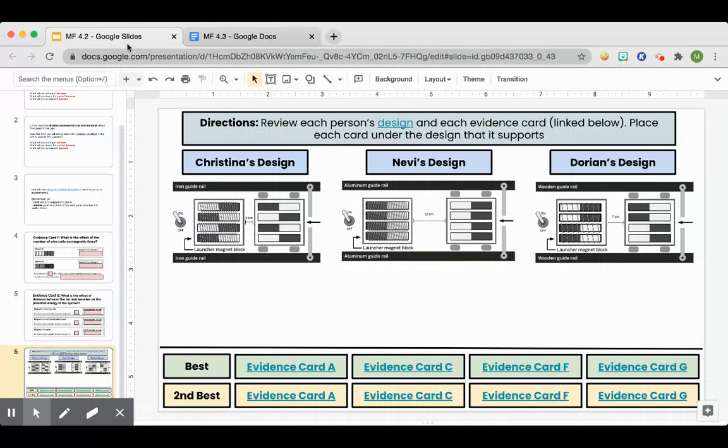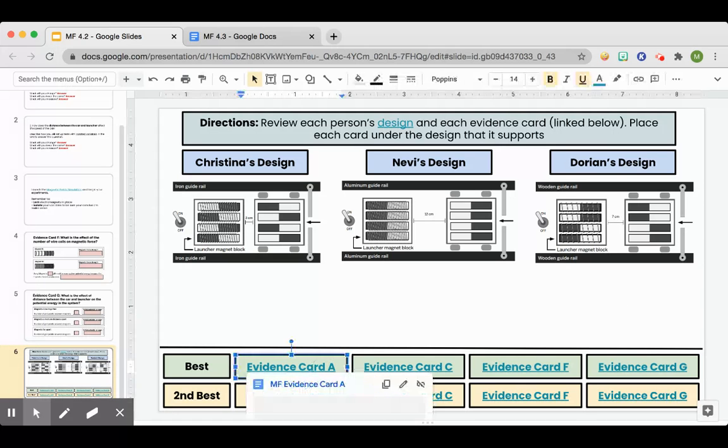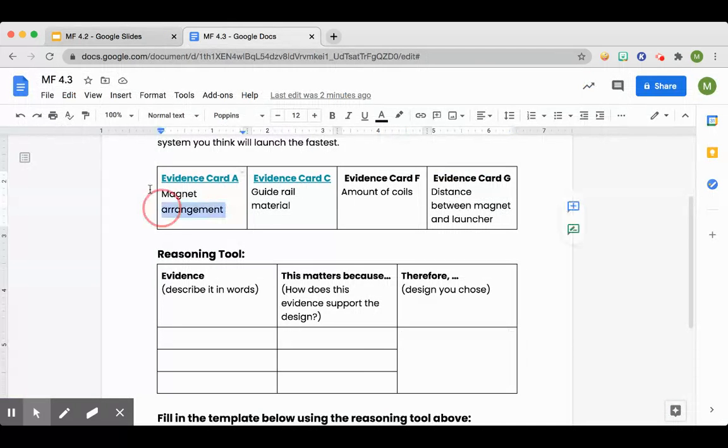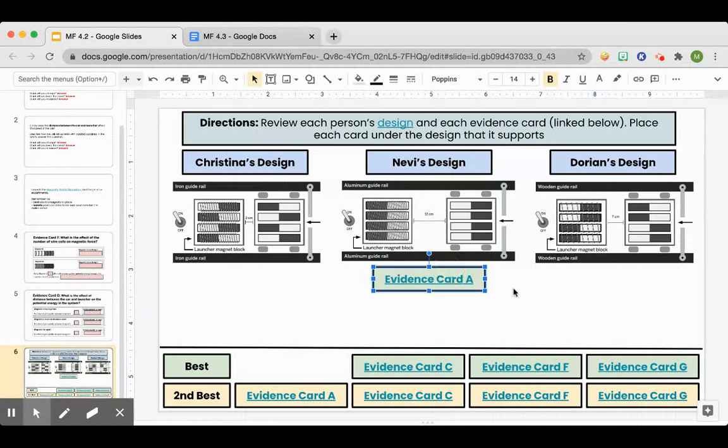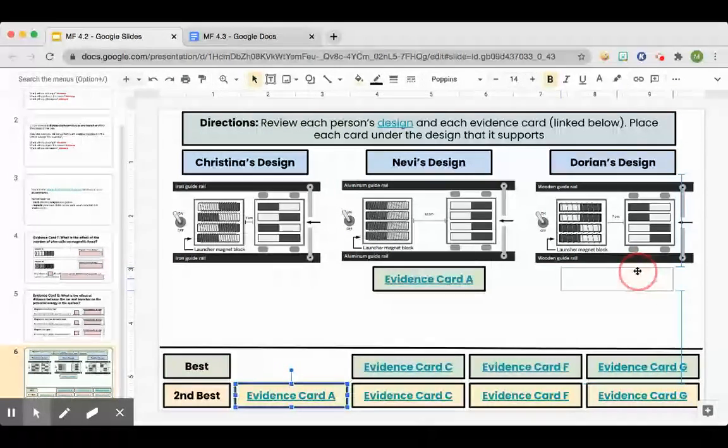So a good idea would be to have this open from yesterday's lesson. I'll go through, I think I did A in the previous video for this lesson, but A talked about magnet arrangement, and the best magnet arrangement was the up, up, or all facing the same direction. So I put the best for A under Nevi's design. The second best was when it was in groups of two. So I would put second best over here.